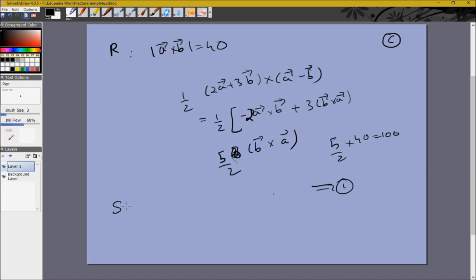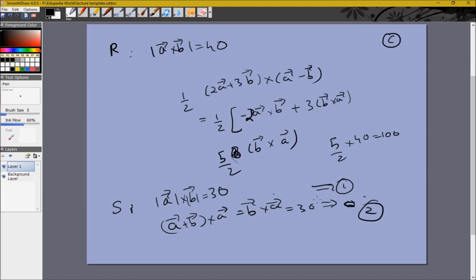And for S, area of a parallelogram determined by A and B is 30. So mod A cross B is equal to 30. And we need it by A plus B and A. So A plus B cross A, which is the same as B cross A because A cross A is 0, which is also 30, which is 2. So the answer again is consistent with C.